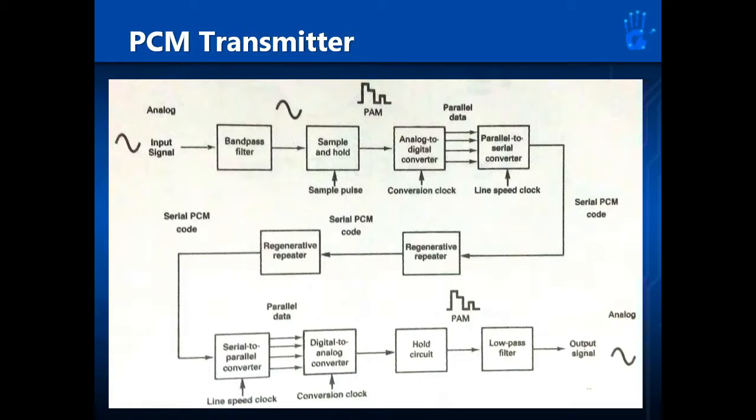The regenerative repeaters are placed at prescribed distances to regenerate the digital pulses. In the receiver, the serial to parallel converter converts serial pulses received from the transmission line to parallel PCM codes. The digital to analog converter, or DAC, converts the parallel PCM codes to multi-level pulse amplitude modulated signals. The hold circuit is basically a low-pass filter that converts the PAM signals back to its original analog form.